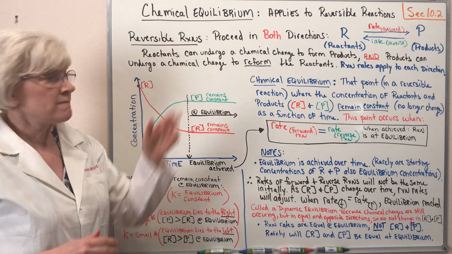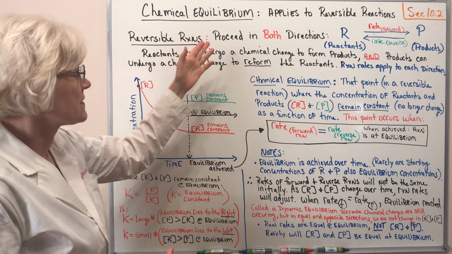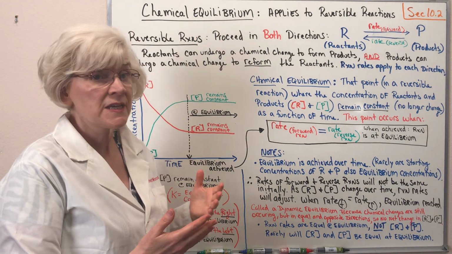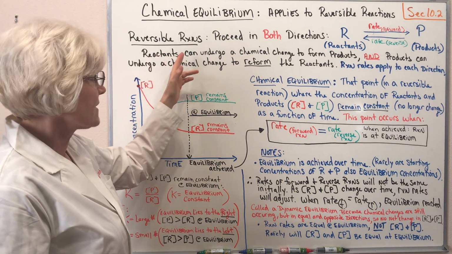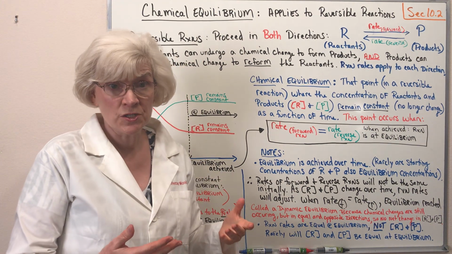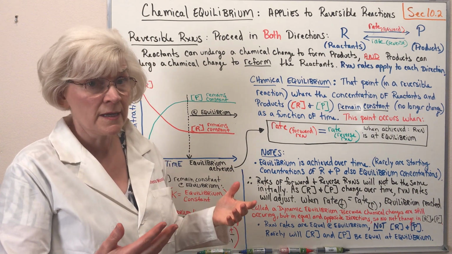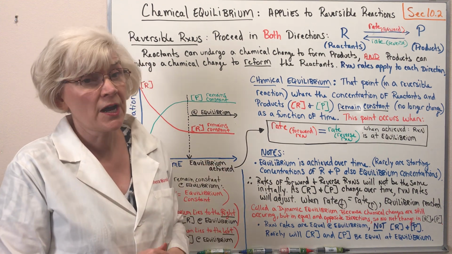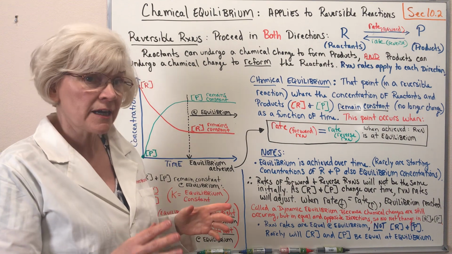So what is a reversible reaction? Well, as the name implies, a reversible reaction would be a reaction that proceeds in both directions, meaning that the reactants can undergo a chemical change to form products, which we have been talking about up to this point, but the products can also undergo a chemical change to reform the starting reactants.